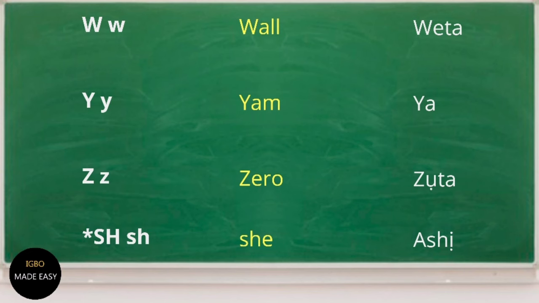Now we come to the last letter of the alphabet we are going to be touching for this class. Like we said, it's an extended class, and it's gone into 32 minutes already. So we have she. The she sound is just similar to the SH sound in English, as in the word she or sheep, you know, or shine. The SH sound in English is exactly the sound of SH in Igbo.